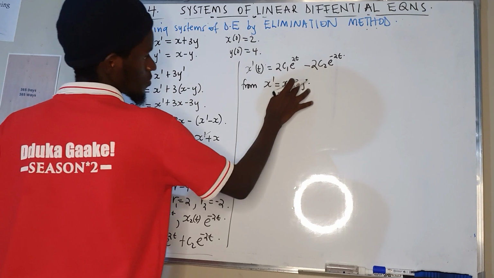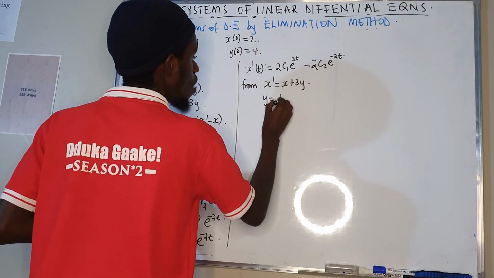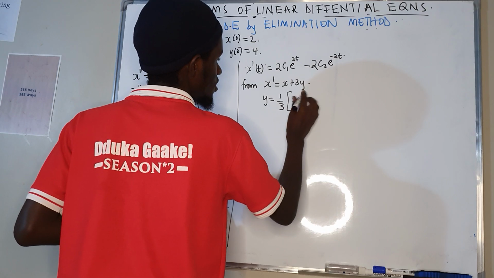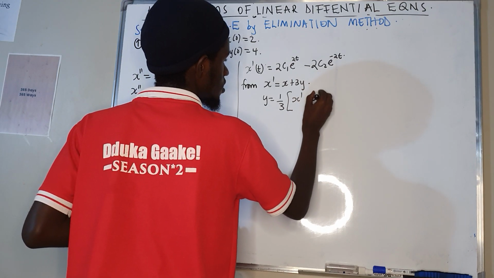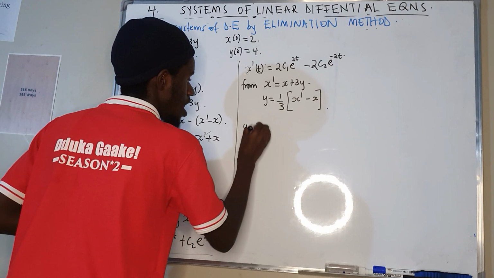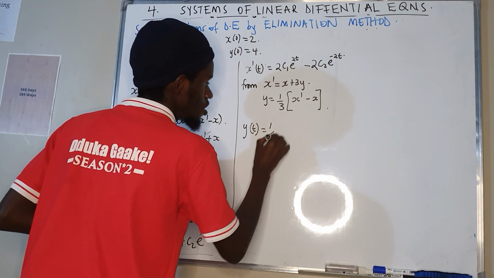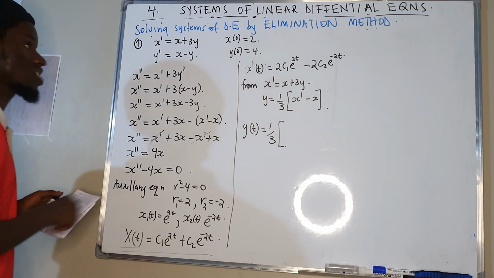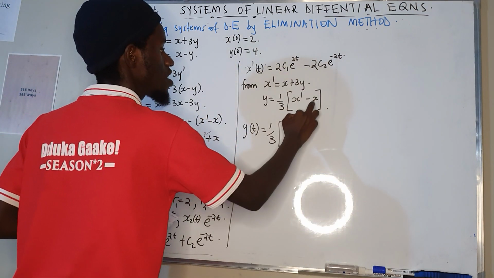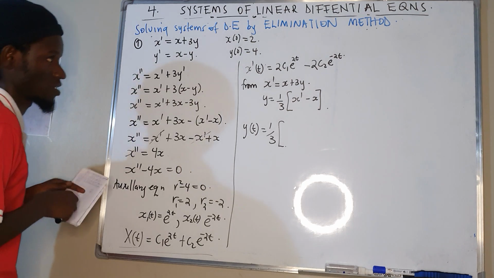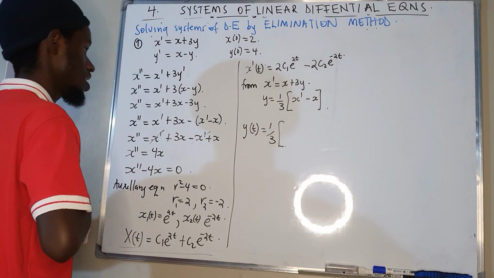If I make my y decided, I have now y equals 1 over 3 (x derivative at t minus x at t). Therefore, we're able to get x at t as the same as having 1 over 3 into... Now here, I just replace where there is x derivative, I have it, and where there is x, I have it also here. Therefore, I'll be able to get my y at that particular t.